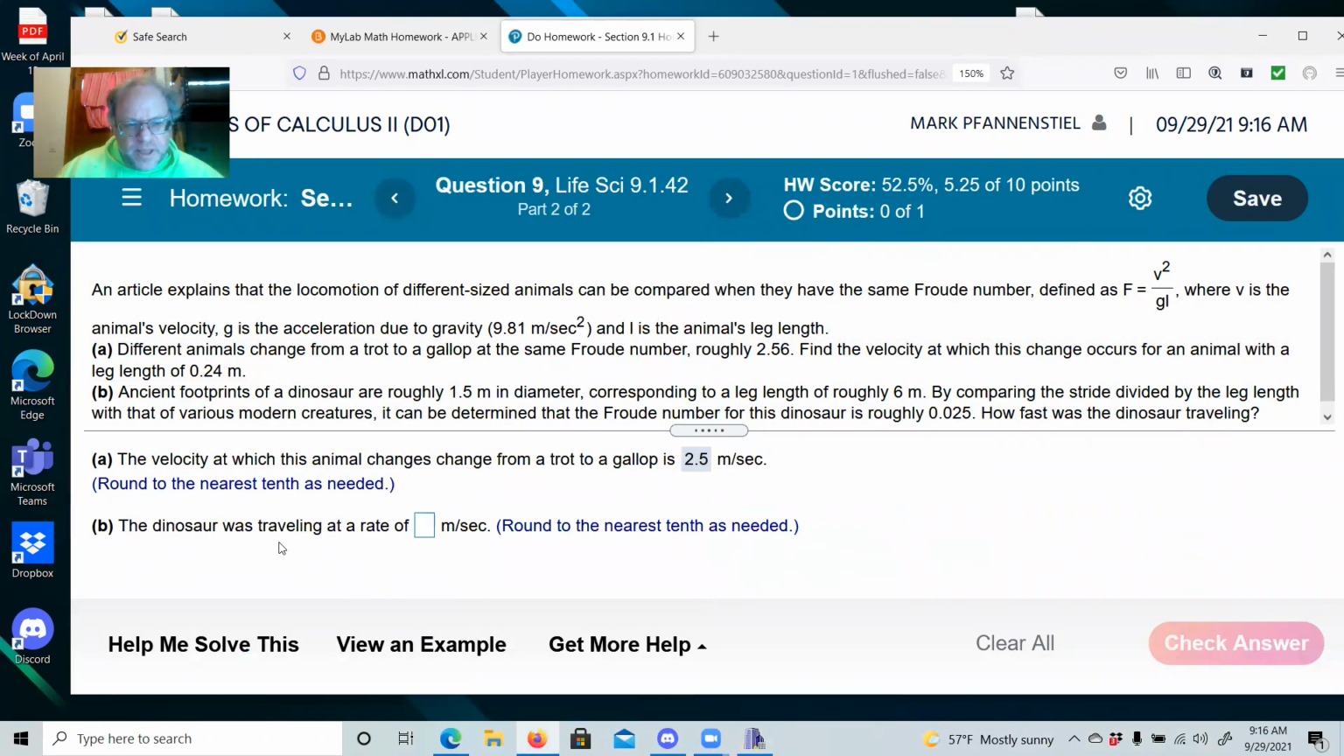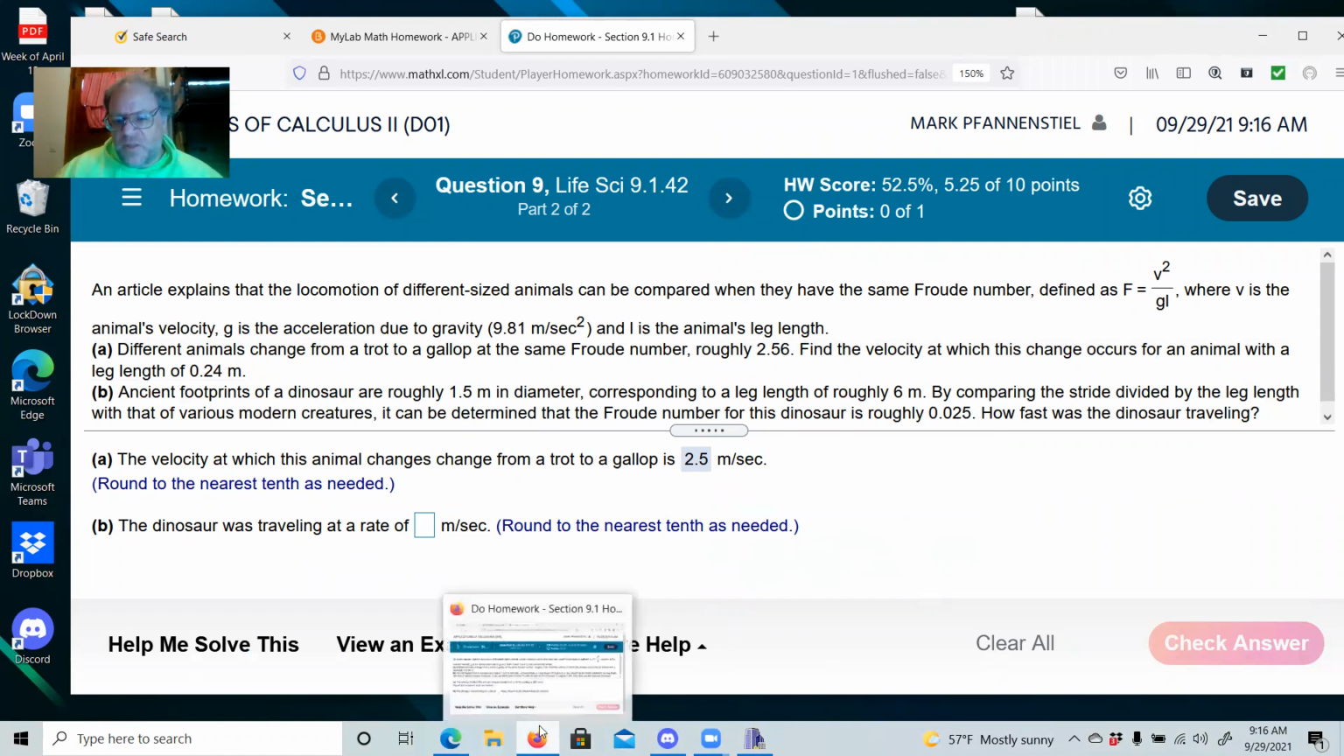Very nice. Okay. And then we can go the other way around. Say the animal footprints were roughly 1.5 meters in diameter. Okay. That corresponds to a leg length of approximately 6 meters. Okay, so let's go ahead by comparing the stride divided by the leg length of various creatures. Froude number is approximately 0.025. How fast was it moving?